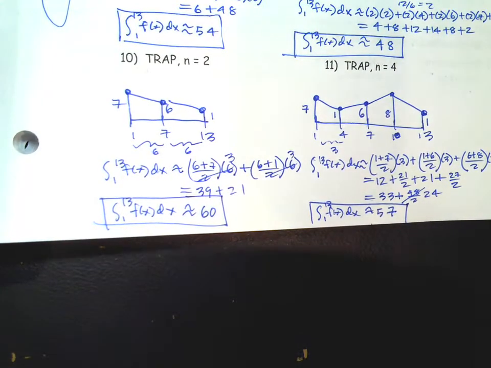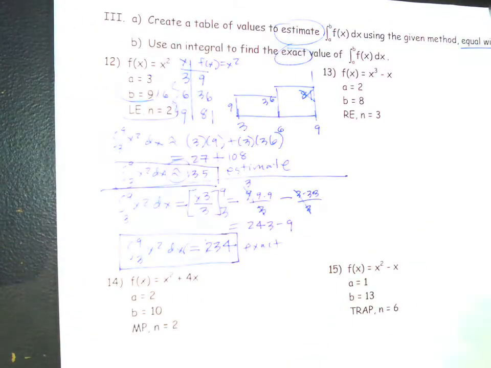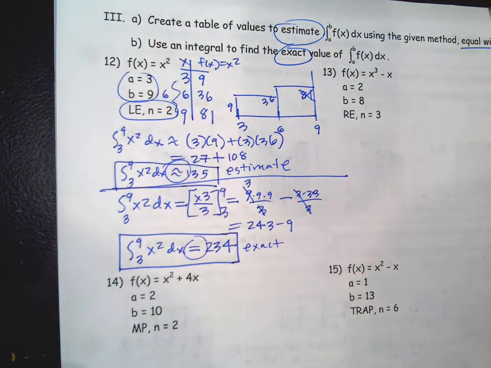Some good practice with some of the details of those. On back, we can do some more, but create our own tables, and also find the exact answers. So during our lesson, I did number 12. So that one's all done. So 13.